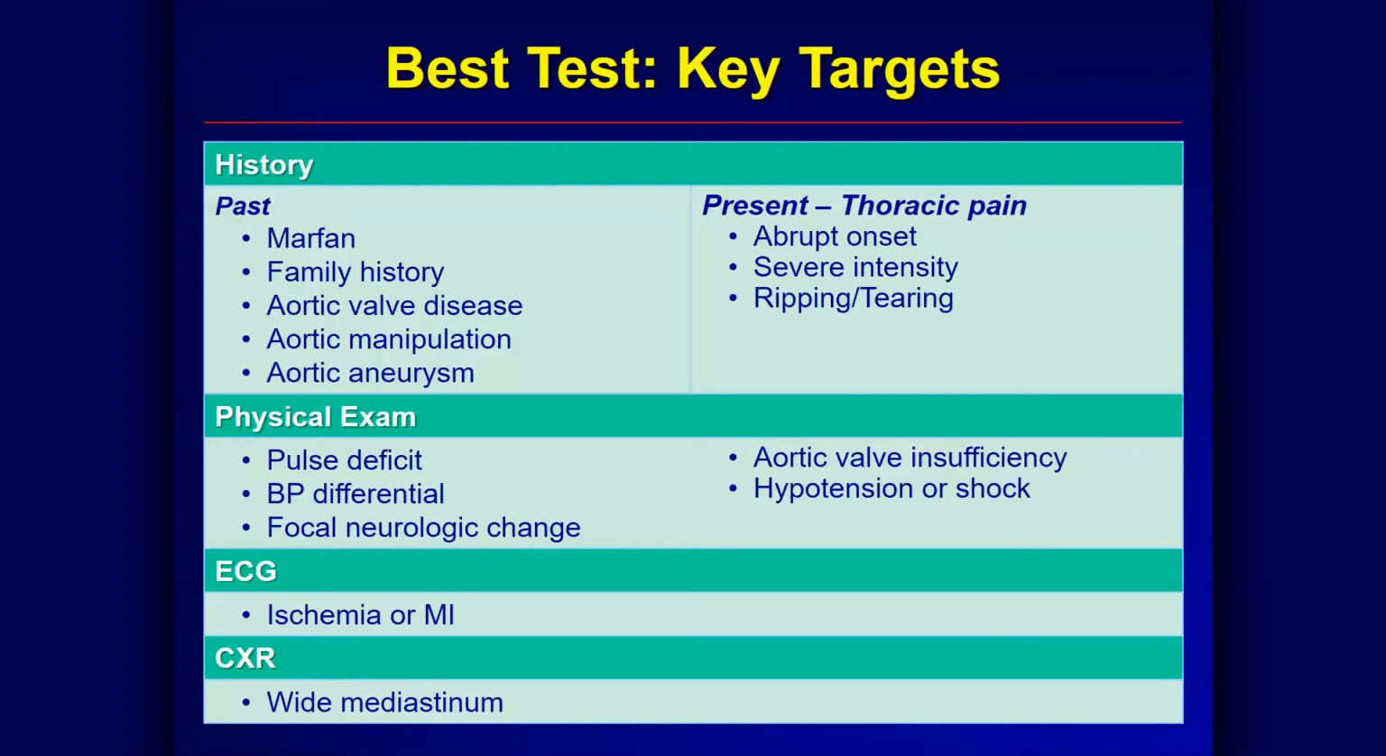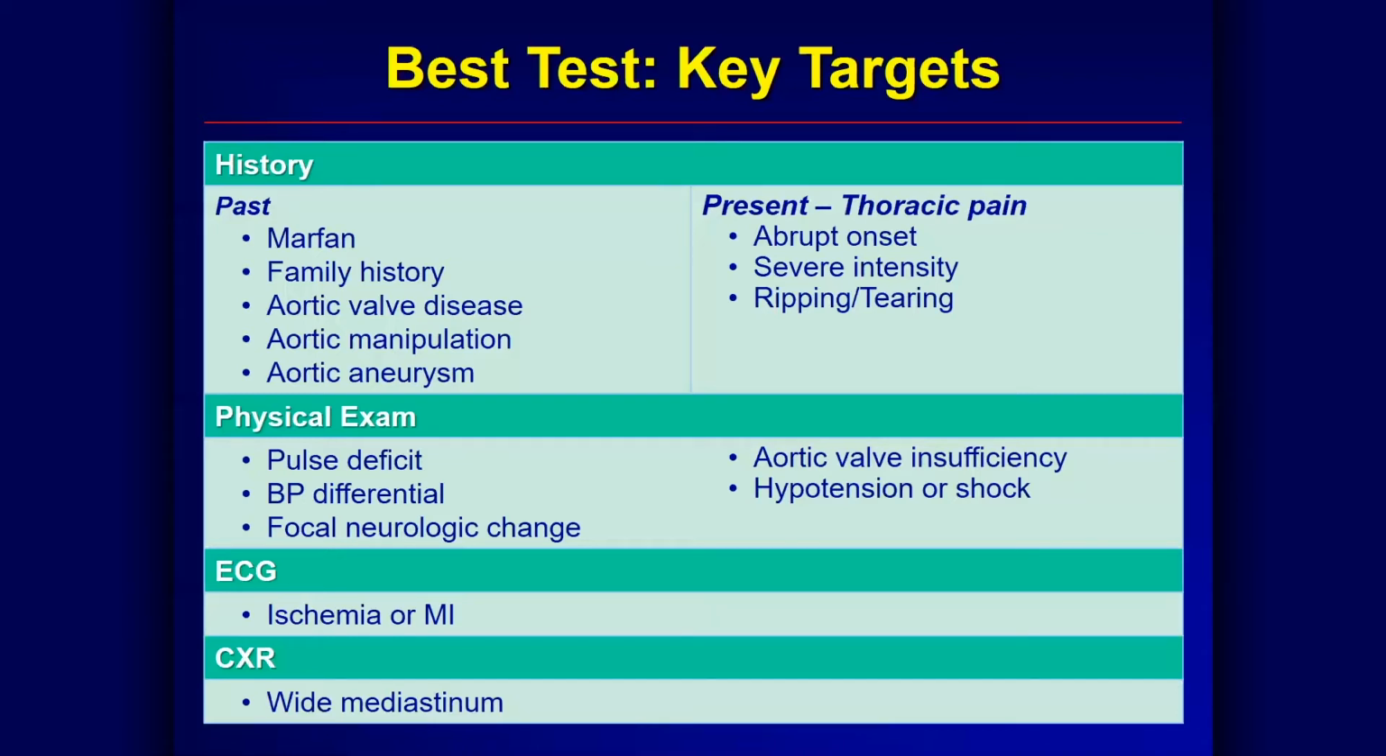The physical exam is very useful, and we're especially looking for a pulse deficit or blood pressure differential in the arms, or focal neurological change. That can be stroke, ischemic spinal cord, things like that. We're looking for a new murmur of aortic valve insufficiency, which is critical. And some patients will present with extreme hypertension or hypotension or even shock.